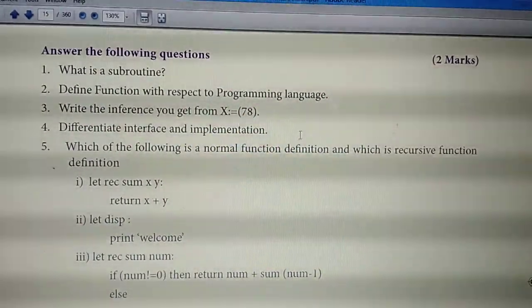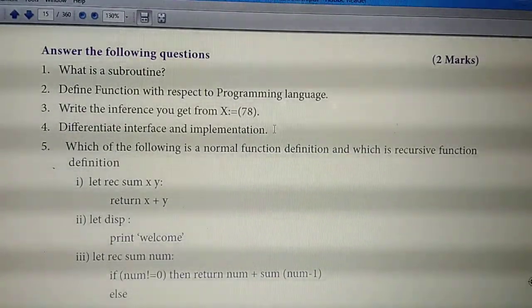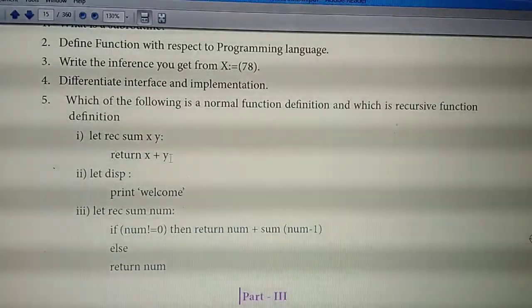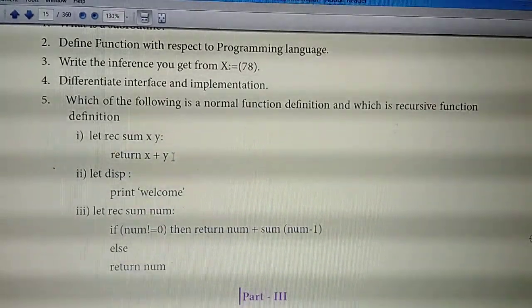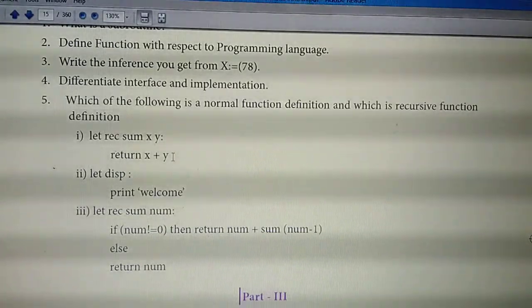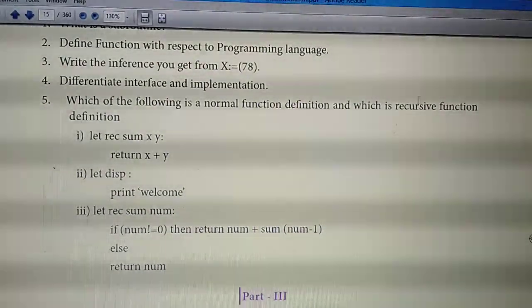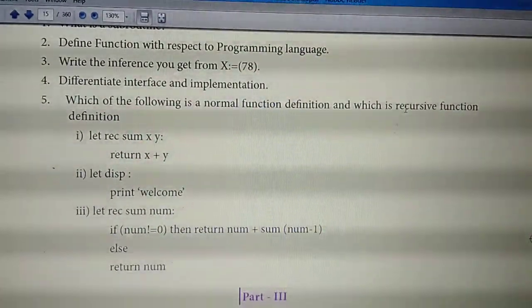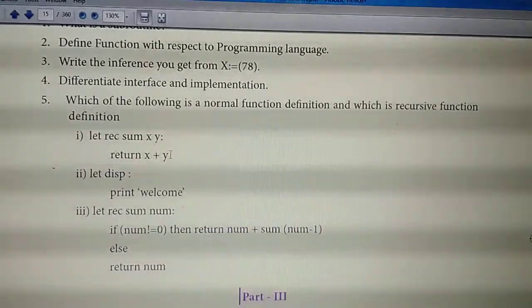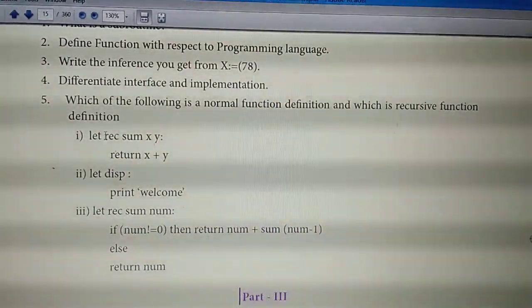Then fourth question answer, page number 3. Fifth question, write the answer here. First question answer is recursive function. See the spelling here and write. Recursive function. So a function that starts with the word REC is called a recursive function.